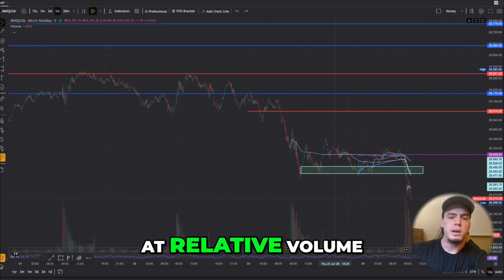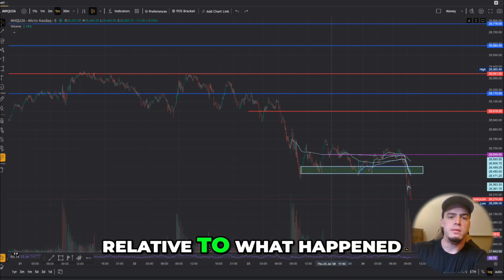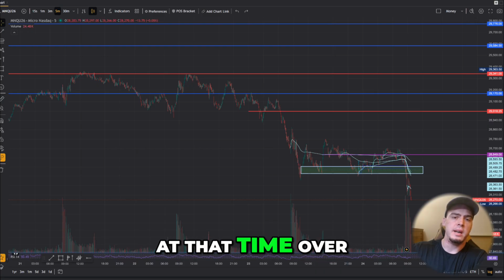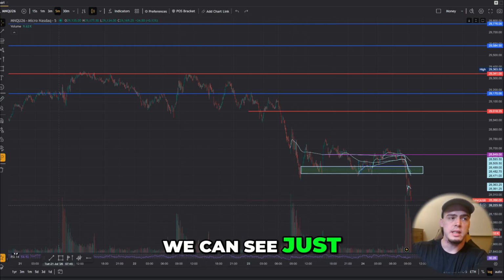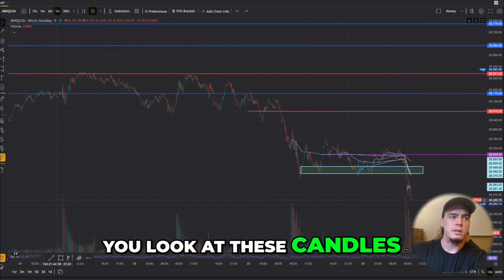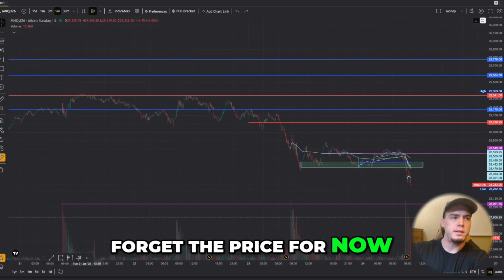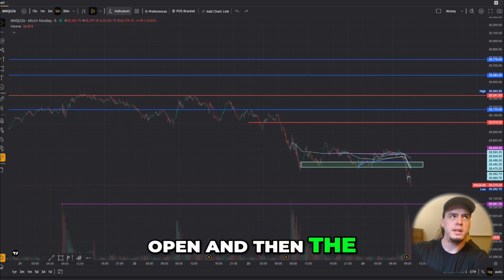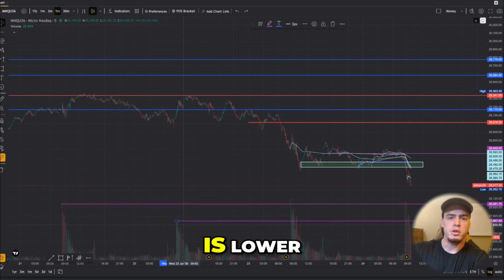So instead of looking at relative volume, like what happened 10 minutes ago, we look at volume relative to what happened at that time over the course of the last couple of days. So if we're looking at this move specifically, we can see just on the open, you look at these candles and this one's way up here. And so we're just looking at the volume, forget the price for now. If the volume's way over here on the open and then the next day on the open, it's way down here, we can just say that the relative volume is lower.